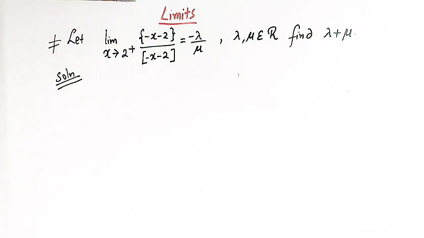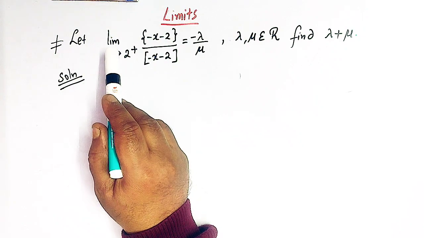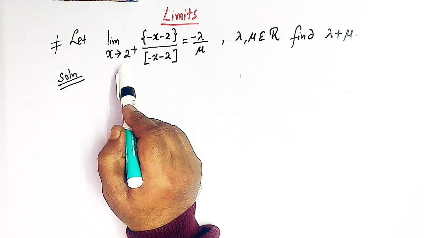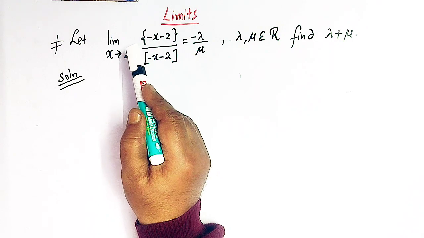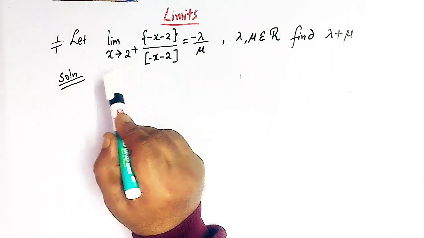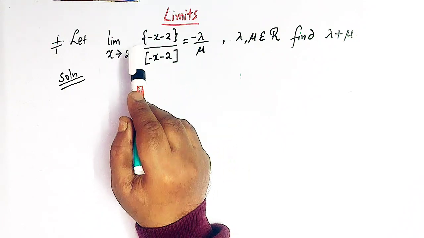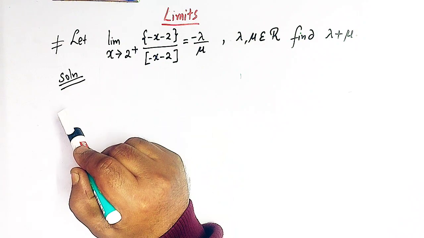Hello viewers, in today's session we are going to discuss a very important and conceptual problem from limits involving the fractional part function and greatest integer function. So here we are given this problem in which limit x tends to 2 positive. This positive sign shows that we have to find the right hand limit of this function involving the fractional part function and greatest integer function, right?